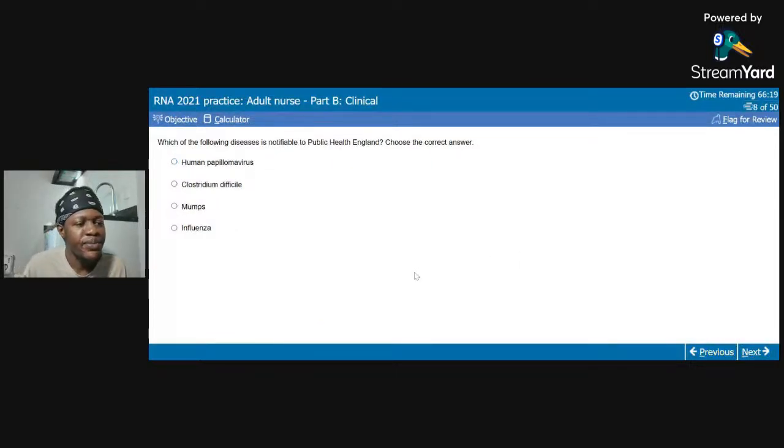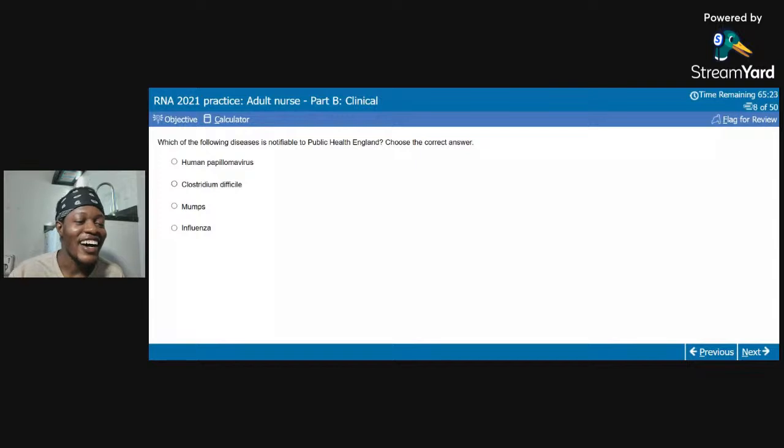Which of the following diseases is notifiable to Public Health England? Choose the correct answer. So basically, what this is saying is like, all those, let me use a COVID kind of disease. People could have mumps, people could have HPV. So our answer is most likely between C. diff and influenza. I'm sorry, I should have studied before I did this.